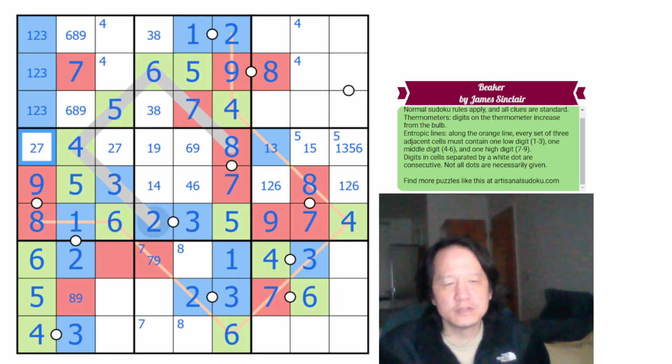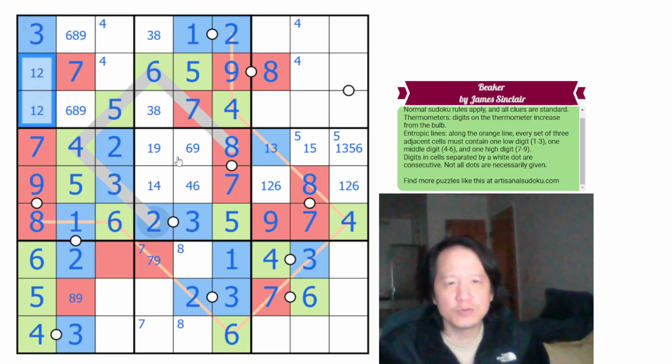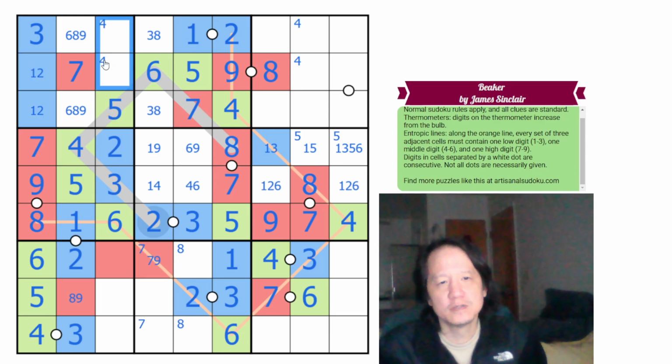Therefore, this can't be 2. This must be a 7. Therefore, this is a 2. So this is a low. This is a high. This cannot be 1 or 2, therefore it's 3, which means these can't be 3. But it's 3 in the corner, so we celebrate.